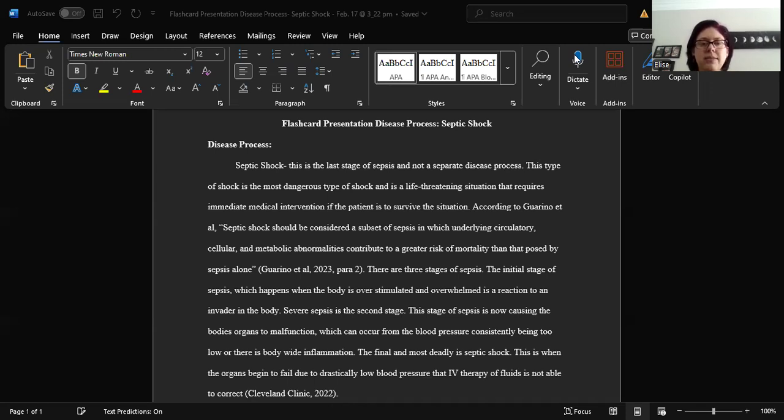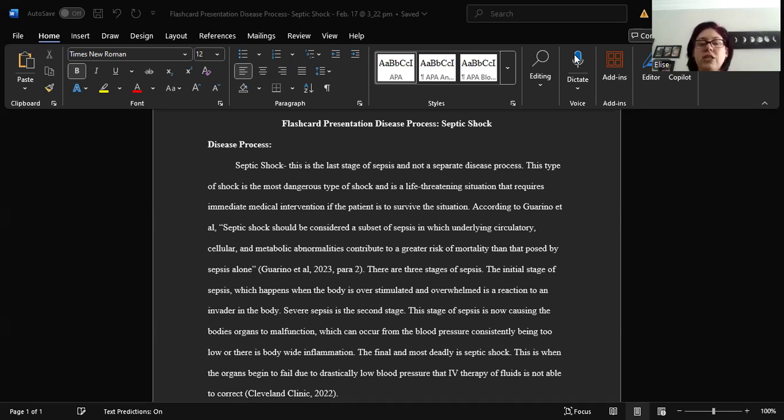So the disease process. Septic shock is actually the last stage of sepsis. It's not something that is completely separate from sepsis. It's the most dangerous and life-threatening type of sepsis, and it's considered to be a subset of sepsis in which underlying circulatory, cellular, and metabolic abnormalities contribute to a greater risk of mortality. There are three separate stages of sepsis.